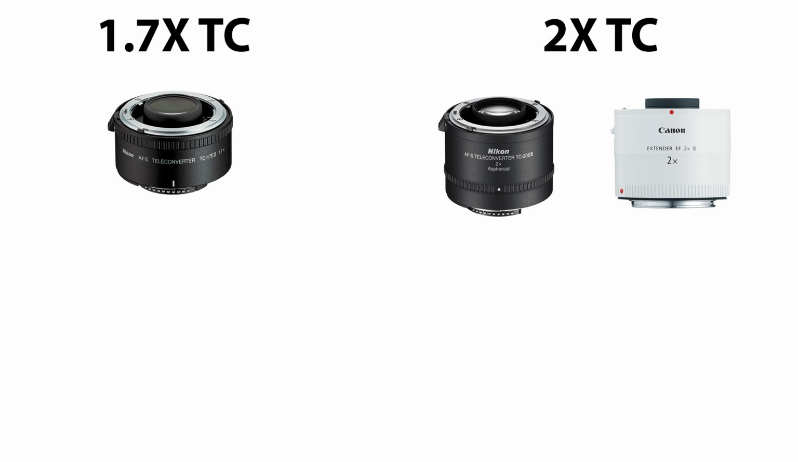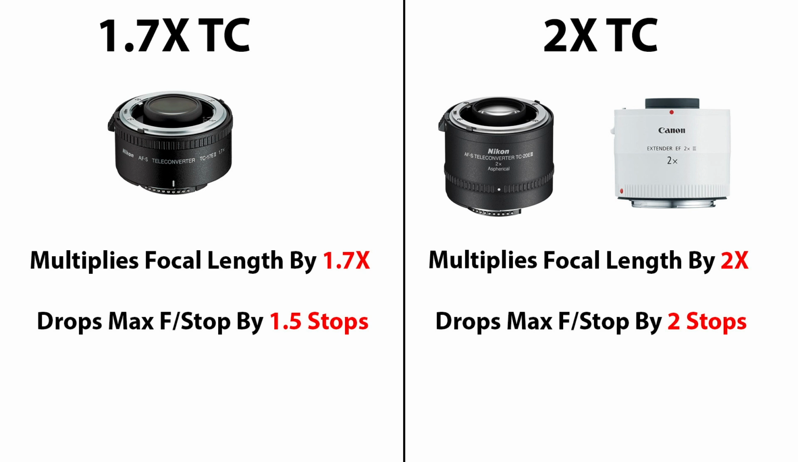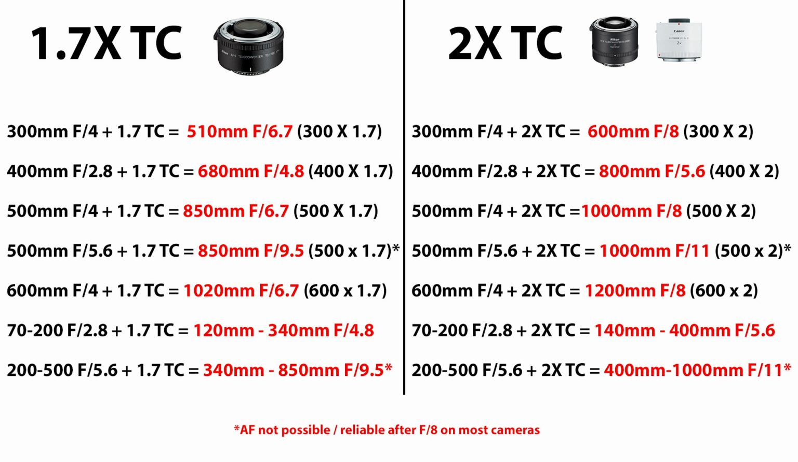Of course, there's more to life than just 1.4 TCs. Many manufacturers also offer 1.7 and even more commonly 2x TCs. The 1.7 TCs multiply the lens's focal length by a factor of, you guessed it, 1.7 and drop the effective wide open f-stop by 1.5 stops. The 2x doubles the effective focal length, but in the process, it demands 2 stops of light. Once again, here are some common focal lengths and the resulting f-stop and focal length with a 1.7 or 2x TC added. Feel free to pause if you need a moment to take it all in.